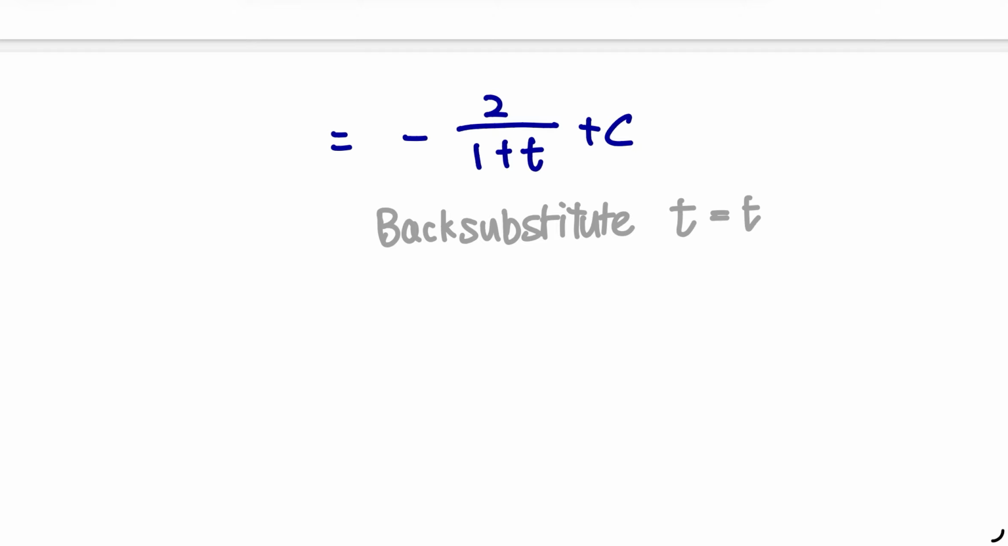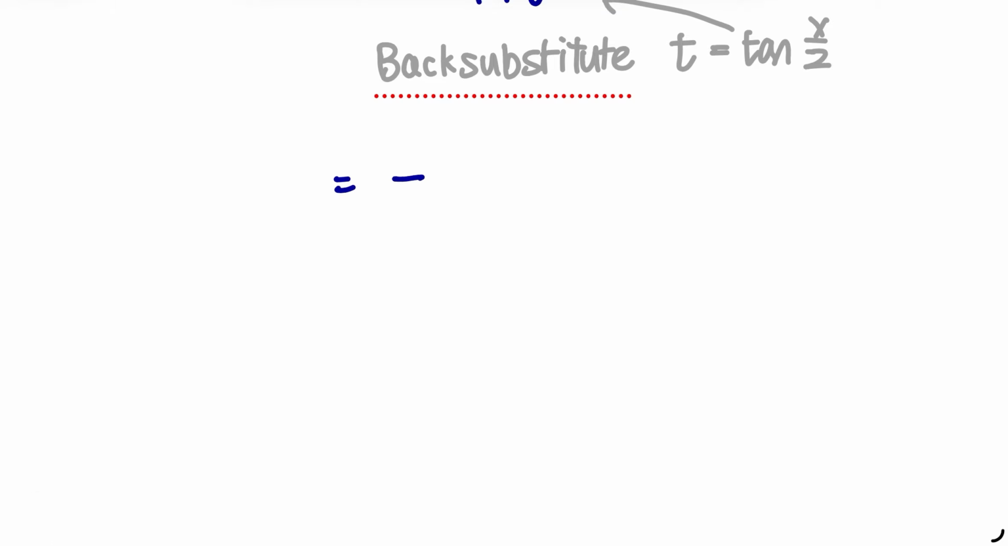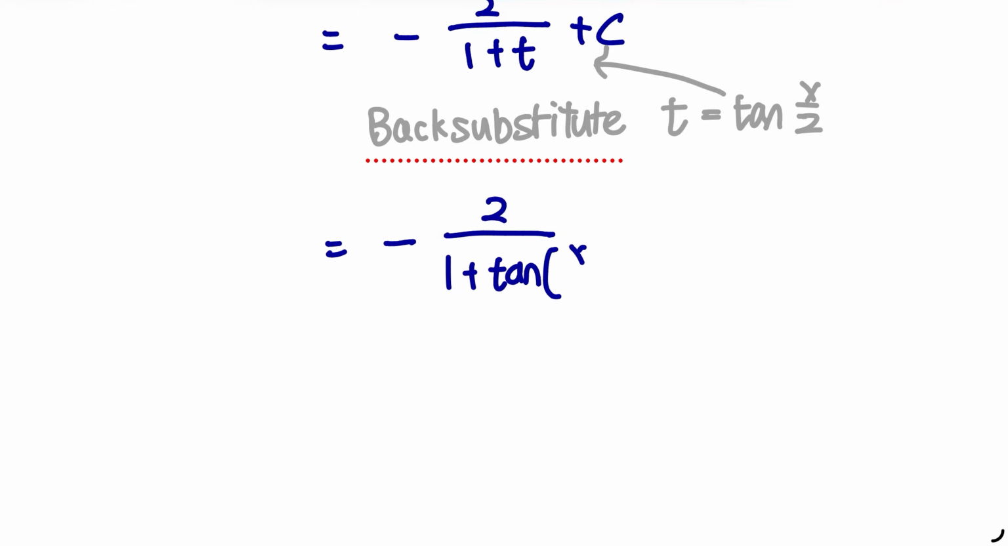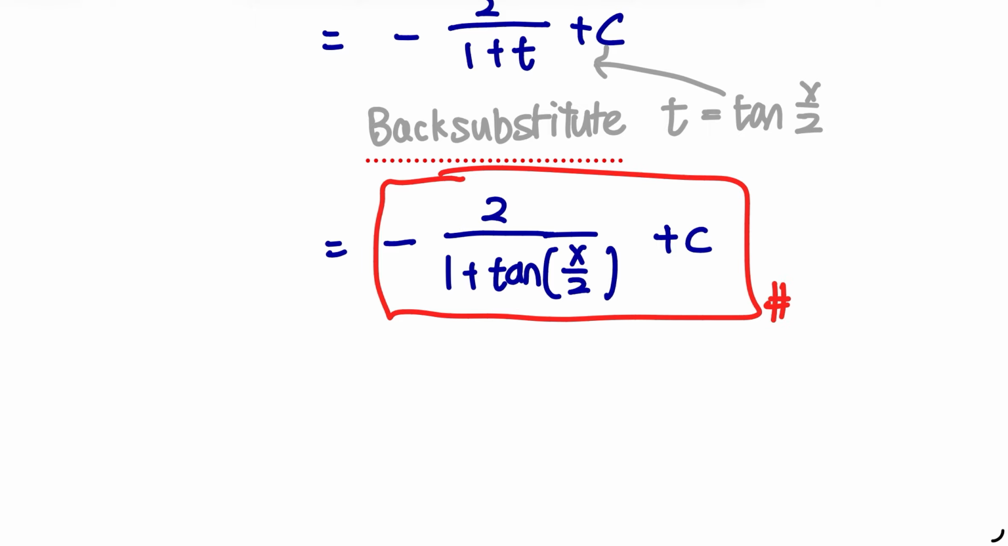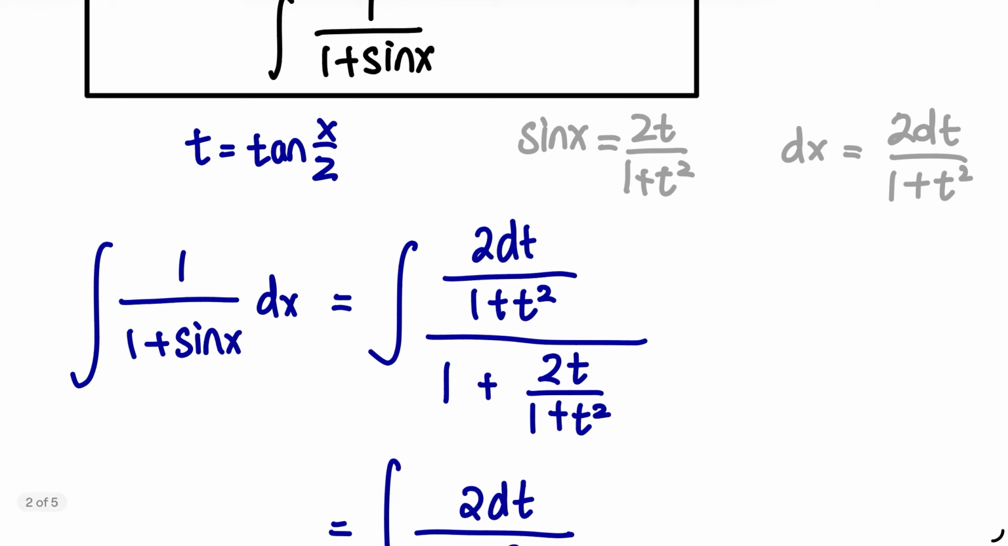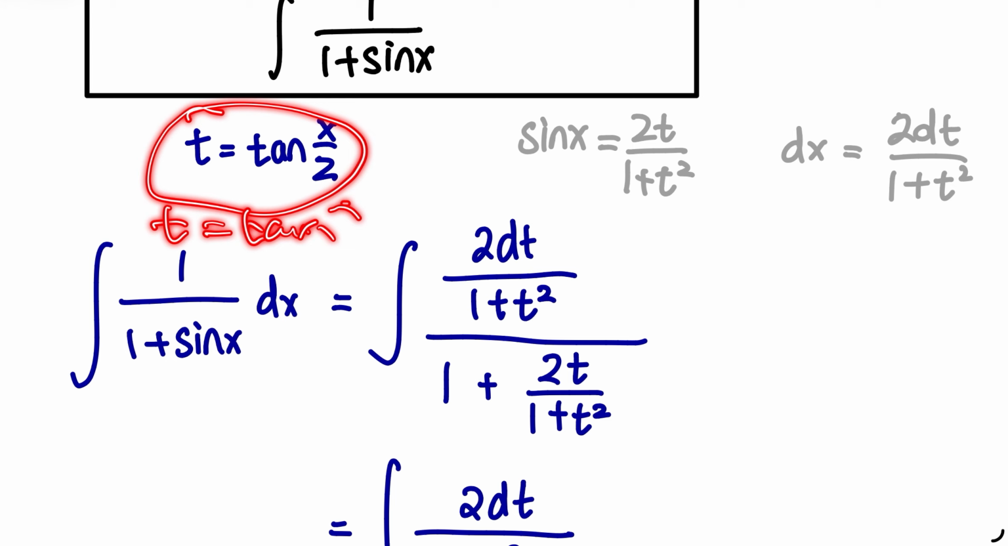When we back substitute t equal to tangent x over 2 into this, we get minus negative 2 over 1 plus tangent x over 2, plus c. There we go. We have successfully solved this integral by just expressing the rational function of sine x in terms of t, using this golden rule, t equal to tangent x over 2.